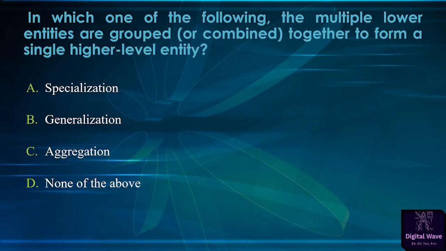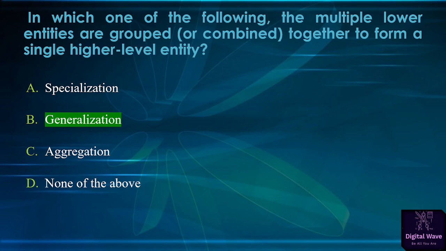Next question is, in which of the following are multiple lower entities grouped together to form a single higher level entity? The options available here: specialization, generalization, aggregation, and none of the above. So the right answer will be generalization. The bottom-up approach is used, in which the entities are grouped together to make an individual higher level entity. In short, we can say that it is totally the opposite of specialization.